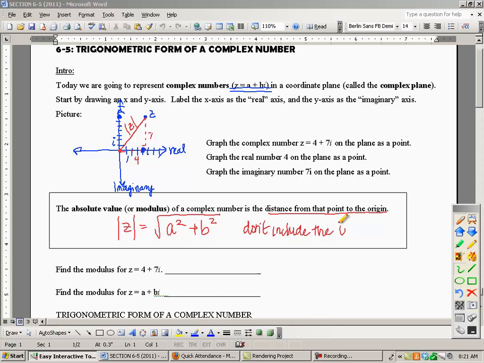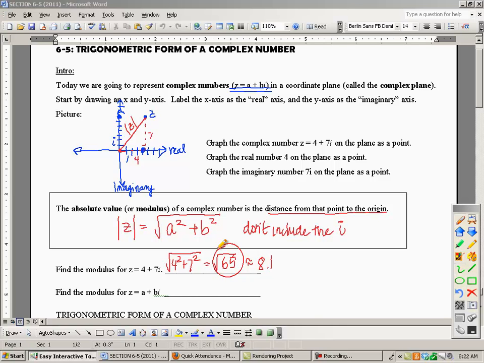So if we tried to find the modulus, or the absolute value, for 4 plus 7i, we take the square root of 4 squared plus 7 squared, and 16 plus 49 is the square root of 65. If they want it exact, you leave it as the square root of 65. If they want an approximation, I would say about 8.1. So it kind of depends on what they're asking for. The majority of the time, we're going to leave it in this exact form because we're going to use our angles and our unit circle and our trig stuff again as well.